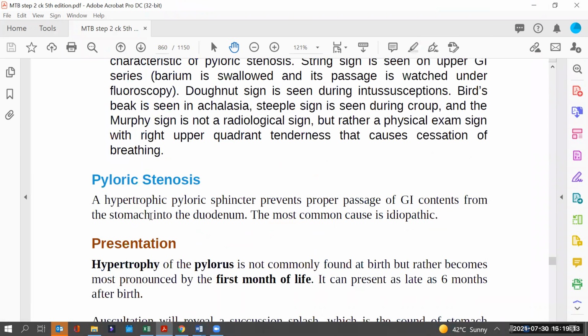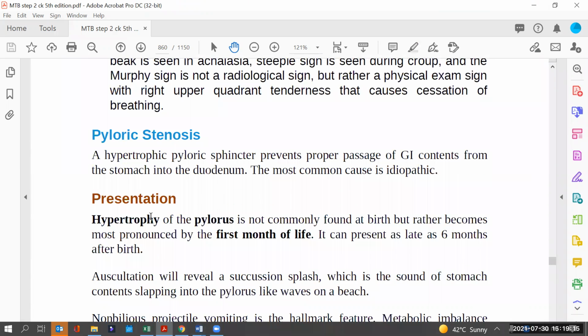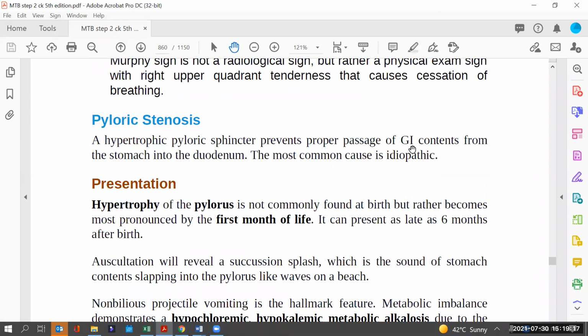So for pyloric stenosis, they're saying a hypertrophic pyloric sphincter prevents proper passage of GI content from the stomach into the duodenum. So normally we have this sphincter, and what is the phenomenon of this pyloric sphincter? It is there in between, where you can see the GI content passing from the stomach into the duodenum. That's the narrow portion of the stomach, which is called the pylorus, and the start of the small intestine is called the duodenum. So in between stomach and duodenum, we have this normal anatomical structure called the pyloric sphincter.